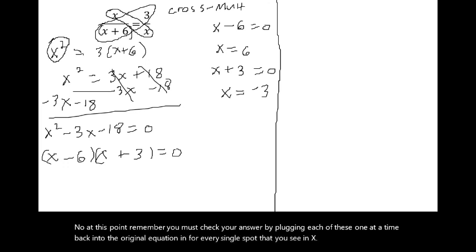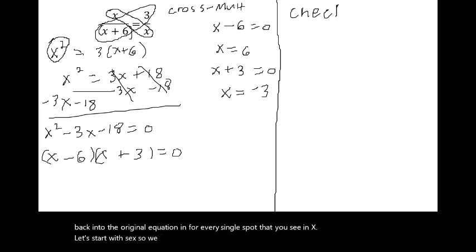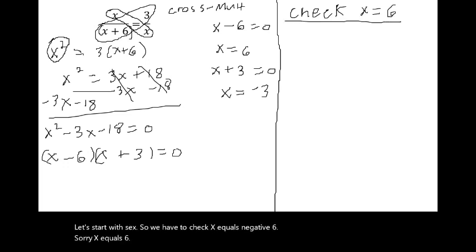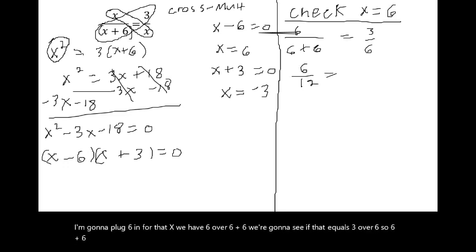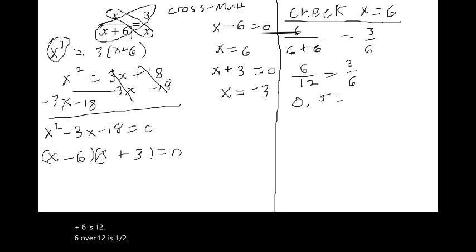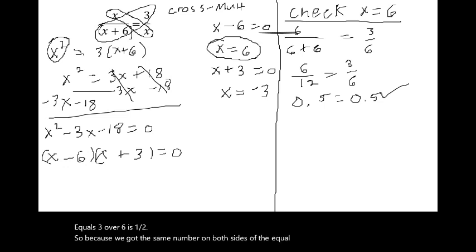Let's start with 6. So we have to check x equals 6. I'm going to plug 6 in for that x, so we have 6 over 6 plus 6. We're going to see if that equals 3 over 6. So 6 plus 6 is 12. 6 over 12 is 1/2, equals 3 over 6 is 1/2. So because we got the same number on both sides of the equal sign, that means 6 is one of our solutions.